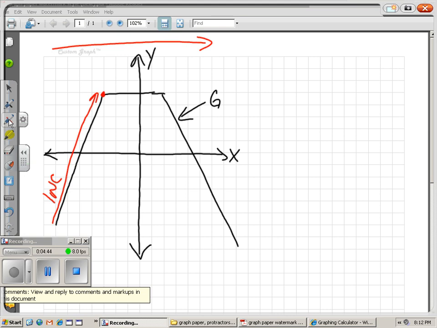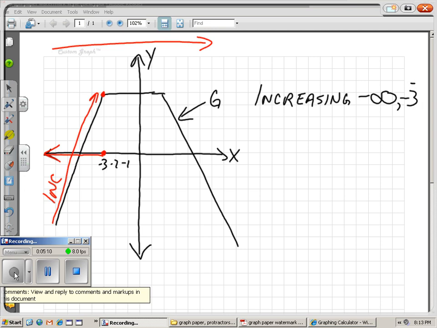So it increases from that point. So if we look at the number line, we're talking about from here out to negative infinity, that interval right there. So our function g is increasing from negative infinity to which x value? Well, if we look at our graph here, -1, -2, -3, it increases until it hits x = -3. -3 is included, infinity is never included.